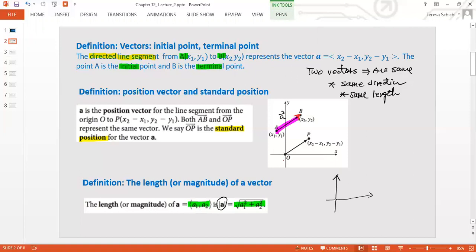The reason is, take a look here. If this is my vector A, and this is the point a1, a2, where a1 is the x coordinate and a2 is the y coordinate, I'm looking for the length of this vector. By the Pythagorean theorem, the length is the square root of a1 squared plus a2 squared. Those first three definitions are pretty straightforward.